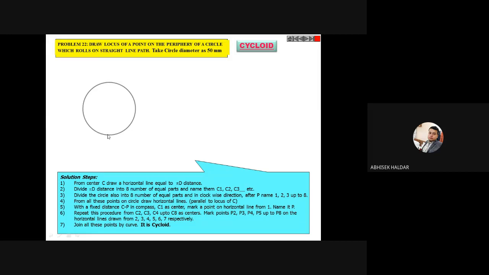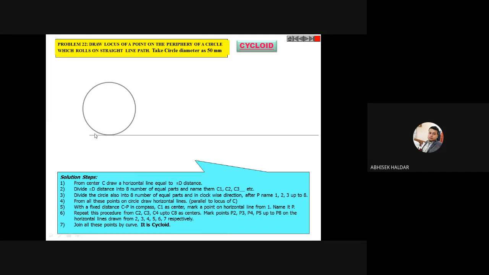Next you have to draw a straight line which should be tangent to this circle, and obviously it should be perfectly horizontal. This line should not be inclined.